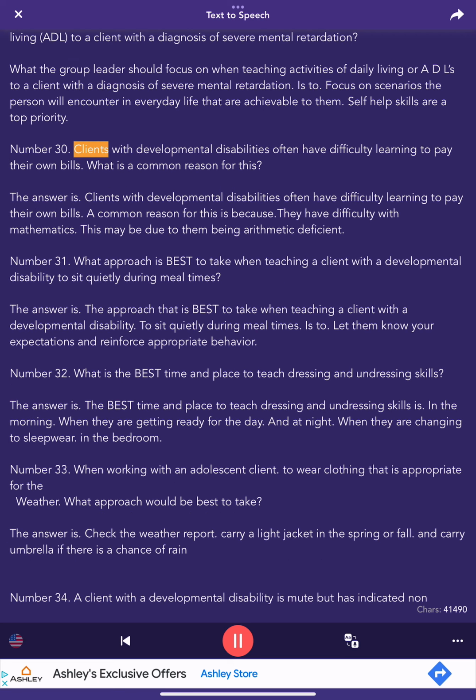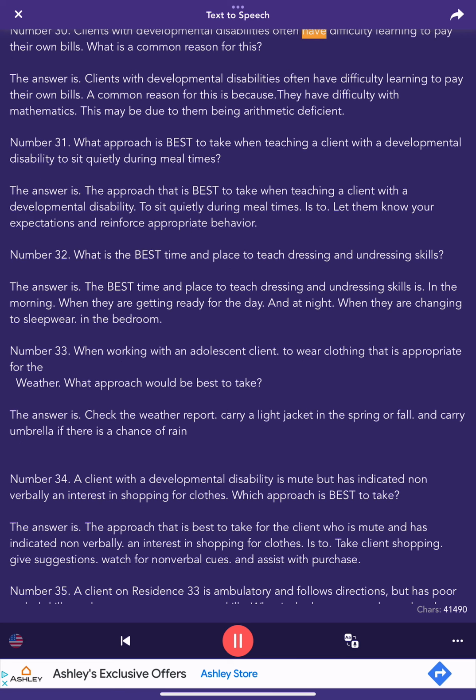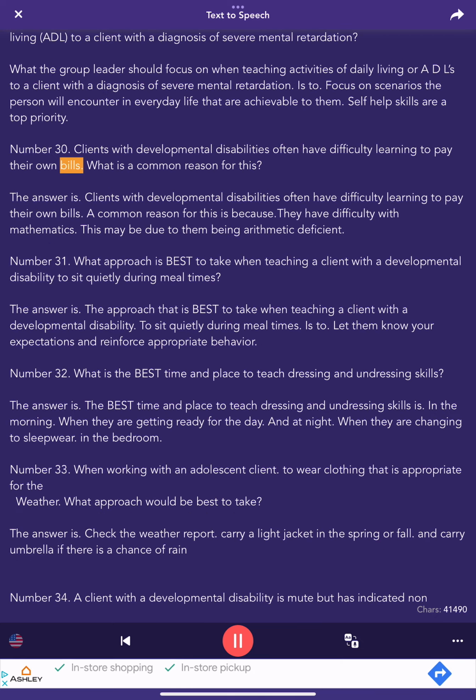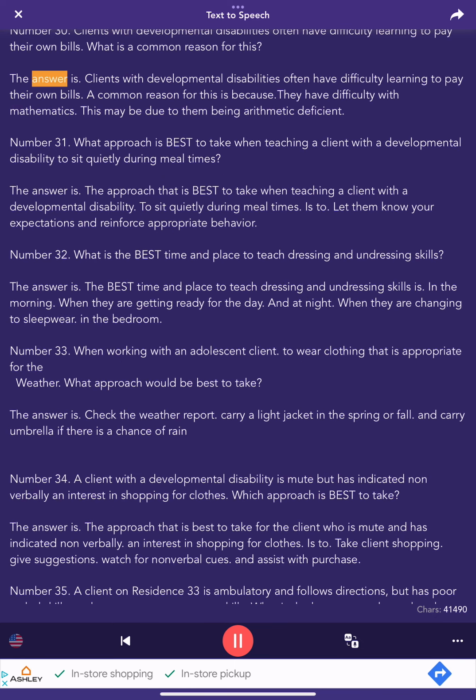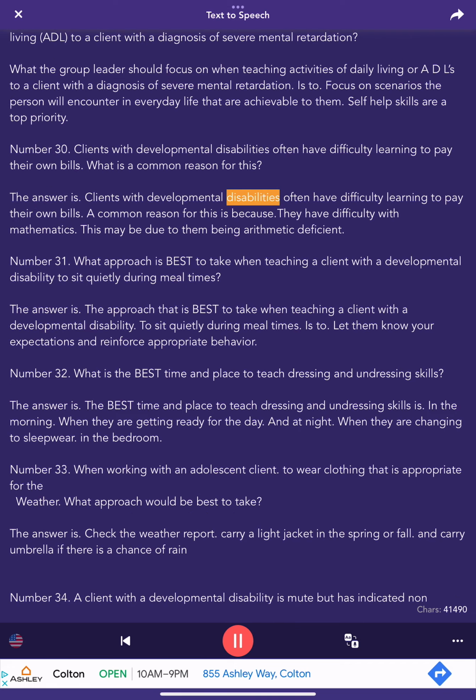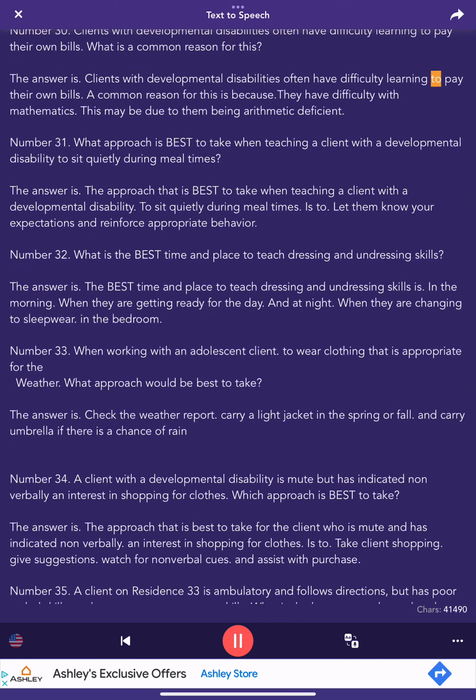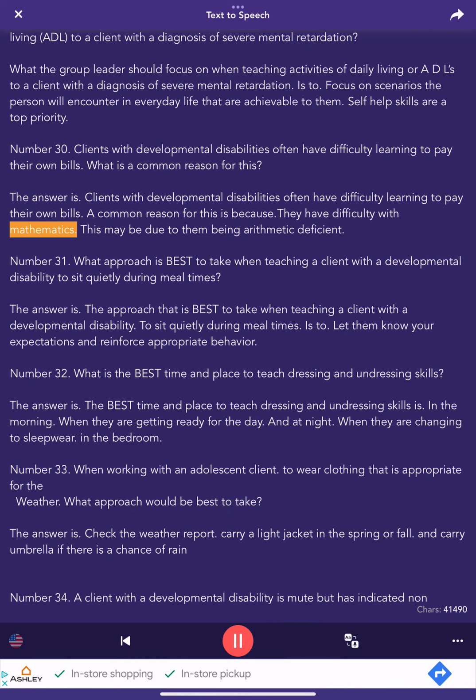Number 30. Clients with developmental disabilities often have difficulty learning to pay their own bills. What is a common reason for this? The answer is, a common reason for this is because they have difficulty with mathematics. This may be due to them being arithmetic deficient.